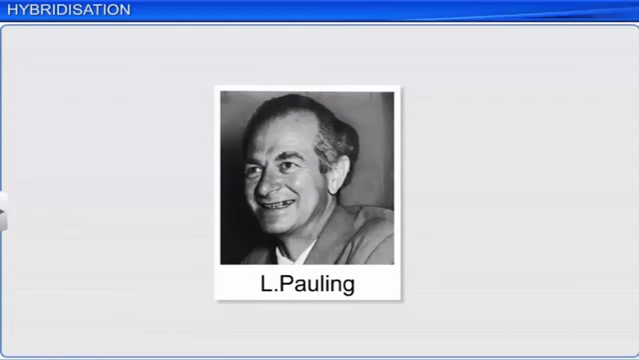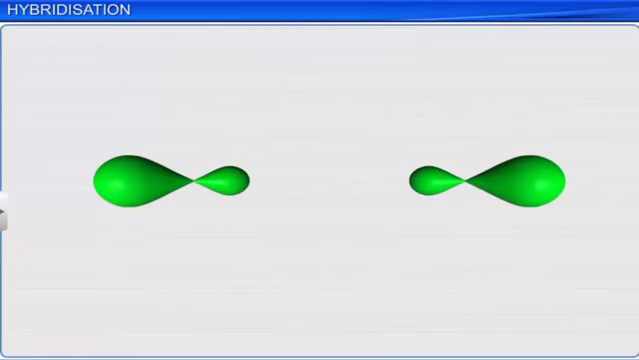orbitals. The phenomenon of hybridization is observed in the atomic orbitals s, p and d. Their possible combinations are sp, sp2, sp3, sp3d and sp3d2. Now let's study each combination in detail. In sp hybridization, one s orbital combines with one p orbital to form two equivalent sp hybrid orbitals.